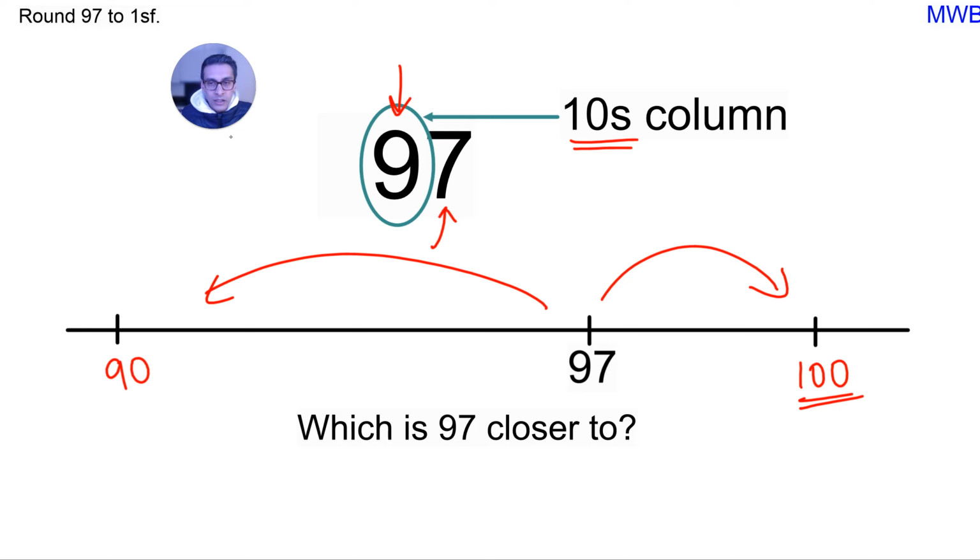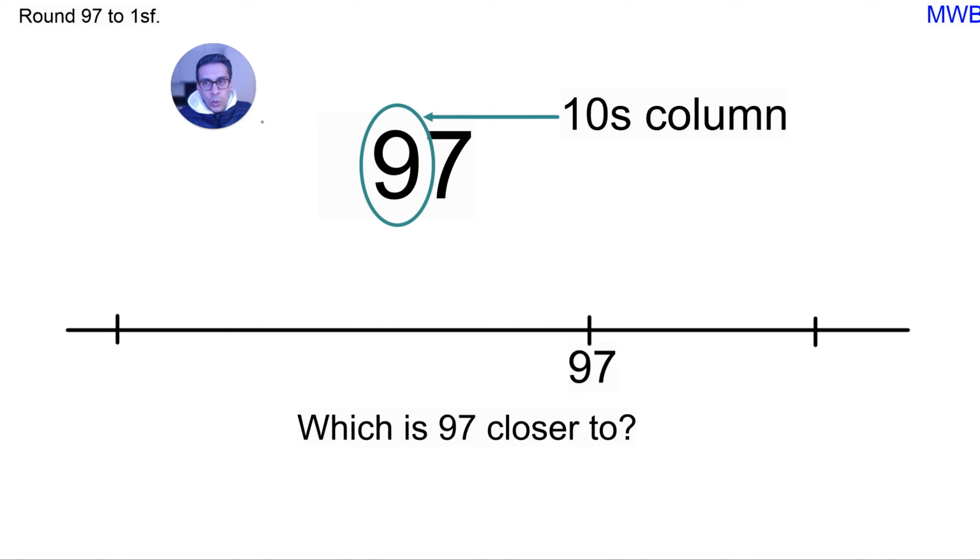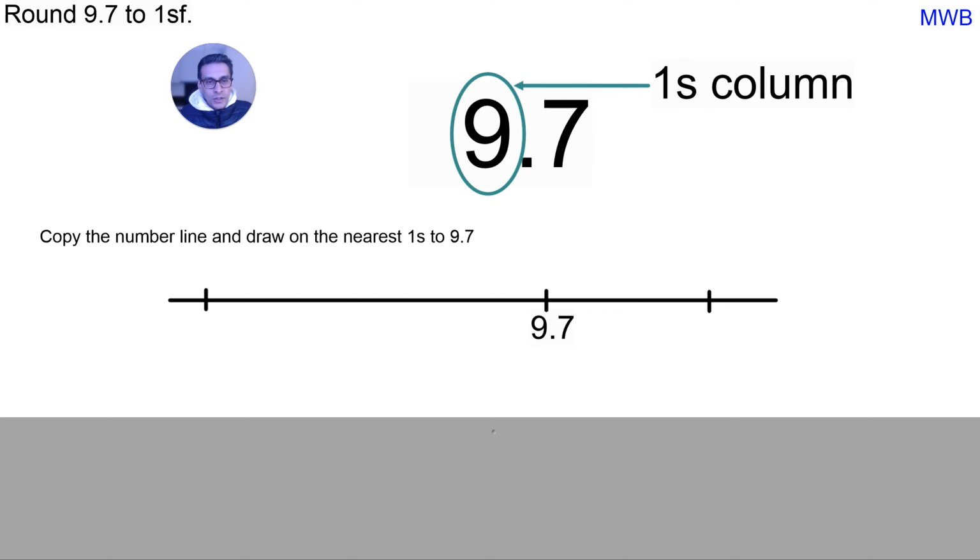So what we can say here, when we're rounding this, is 97 to one significant figure is going to be 100. Obviously, you have to include these zeros because they are important placeholders. You can't ignore them just because it's one significant figure. Obviously, the answer is not going to be 1, it's going to be 100. These zeros are very important. And this is why nines are a bit different when we're rounding.